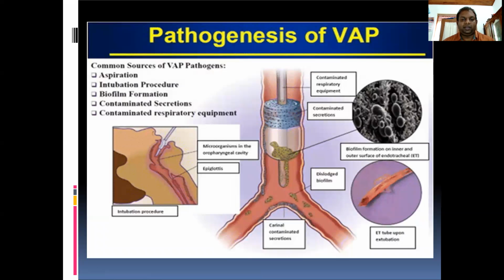So you can see further where we use the cuff, but micro aspirations still come. Intubation procedure, biofilm formation. Because this is a foreign material, it can lead to biofilm formation. Contaminated secretions, ultimately, because usually the lung below the trachea is termed sterile, but once organisms are there, they can develop infection.